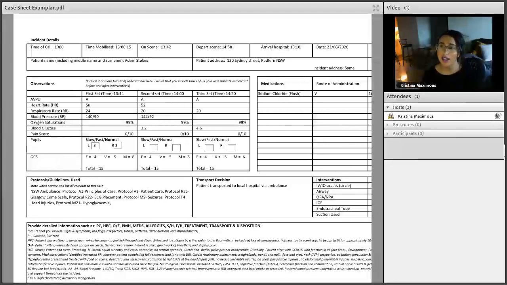In a really stable patient, you may conduct your observations approximately every 15 minutes. However, it very much depends on the condition of the patient, how long you're on scene for, and other things around that. Always make sure that before you refer a patient or before you arrive to hospital, your last set of observations were conducted within that 5-minute period.